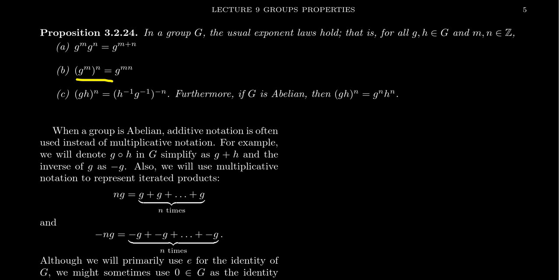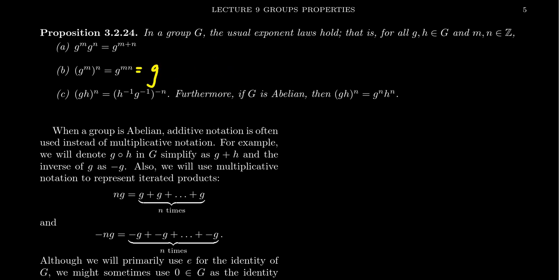If you take g to the m and you do that n times, that's going to be g to the mn. The naive proof, this isn't a formal proof, but the naive proof is the following. You have g^m times g^m times g^m, and you do this, of course, n times. You have m here, m here, m here, m here. You're going to get n many m's, and therefore you get n times m. Again, we're not going to go through all of these, but there's a double induction argument that works there.